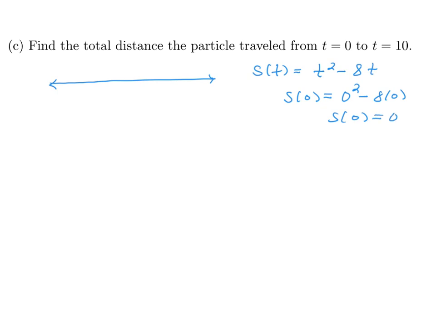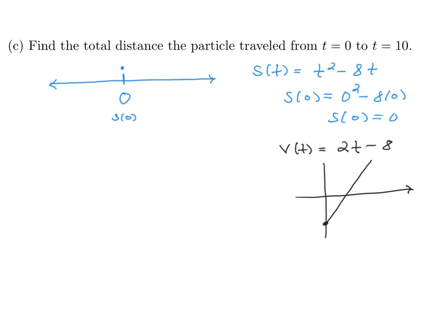And what this means is our starting point is right here. This is s of 0. I'll draw this above the number line just so it doesn't get too messy, but this is where the particle begins. I'm also going to draw the graph of the velocity function. The velocity function v of t was equal to its derivative, 2t minus 8. And again, a simple sketch of this function is this linear equation here. And it equaled 0 at 4.